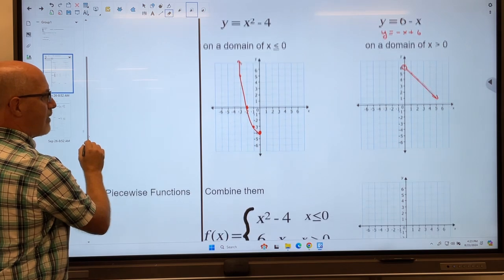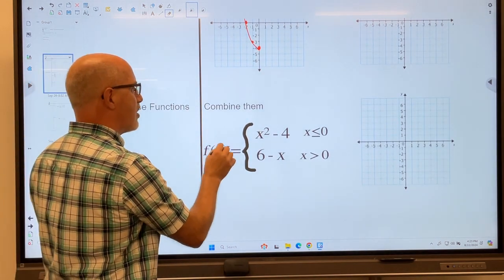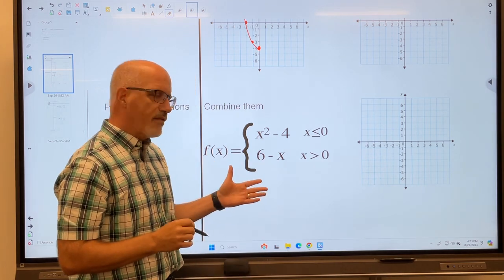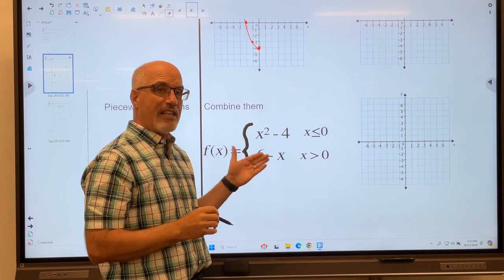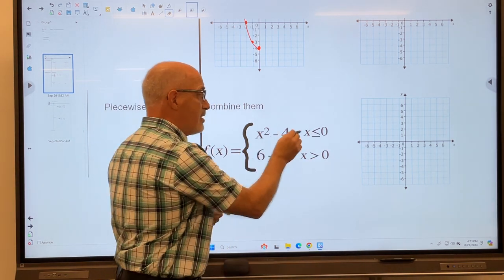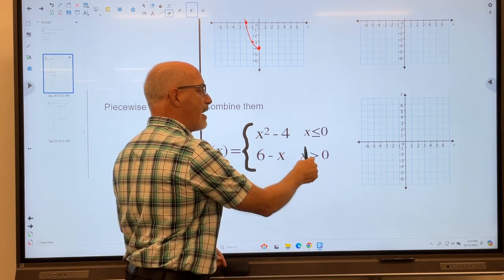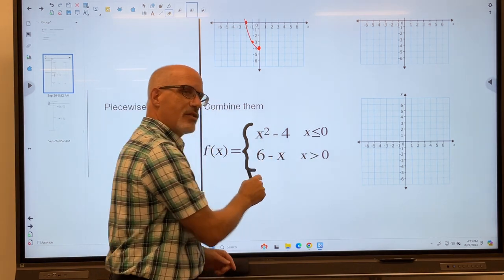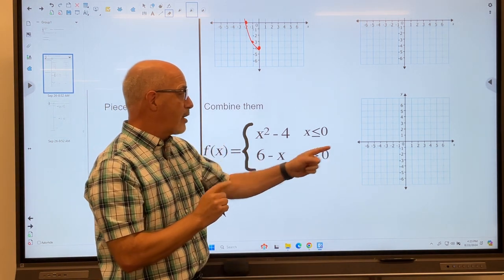So what we're now going to do is take those two graphs and combine them onto one graph. This is called a piecewise function. This is the format we use, where we say the function is equal to this set of rules based on this domain. So this domain, x is less than or equal to 0, applies to this rule, x greater than 0 applies to this rule, and we combine those two graphs into one single grid.